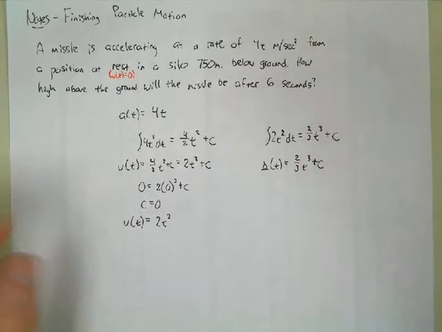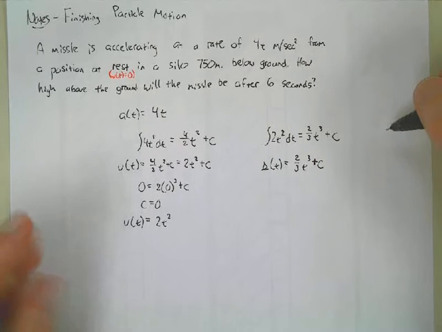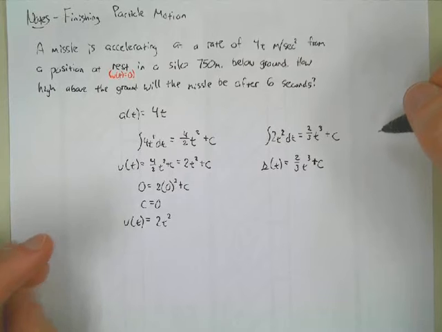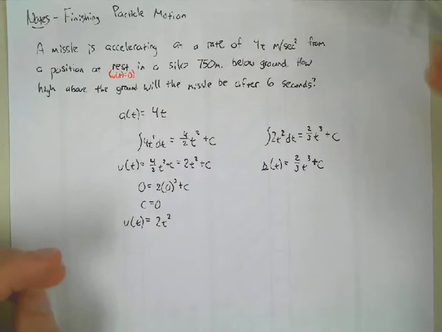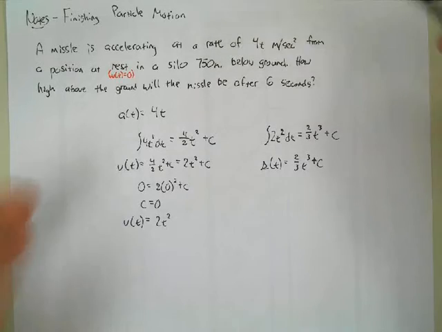All right, we need to find a c value for this too. Do we know anything about our position? Yes. At t equals 0, the position is 750 meters below ground. So at time t equals 0, our position is negative 750 meters.